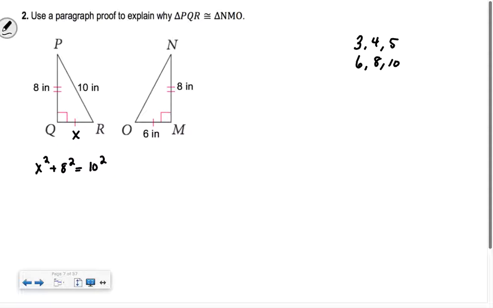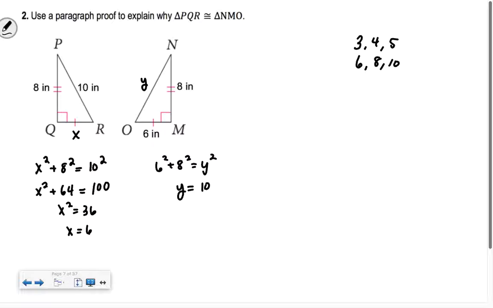What do we think the next thing is? So x has to be 6, right? But if you didn't know, then we do 100 equals x squared plus 64. Subtract over, we get 36. So x is indeed 6. So what do we think on the next one if I call that y? 6 squared plus 8 squared equals y squared. What do we think y will be? It will be 10. Amazing. So all 3 sets of sides are congruent. Do you guys agree? So this would be true by side, side, side. I won't make you write out the whole, this is congruent to this, this is congruent to this.